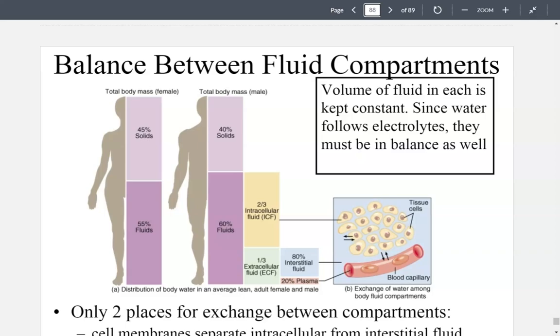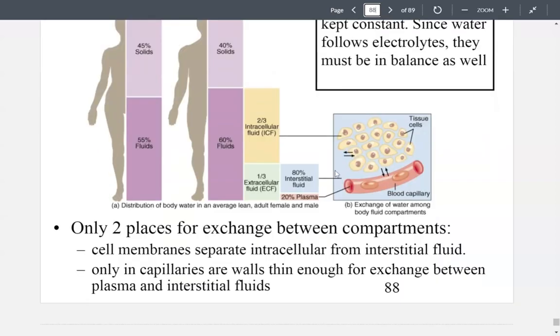Extracellular fluid, though, can be further subdivided into two major categories. About 80% of that extracellular fluid is going to be found around the cells, while the remaining 20% is going to be found inside your blood vessels. There are only two places where exchange can occur between these fluid compartments. The cell membrane will be the exchange between the intracellular and extracellular fluid, specifically the interstitial fluid, and the capillary will be the exchange site between the plasma and the interstitial fluid. Those are the only two places we can have these cross.